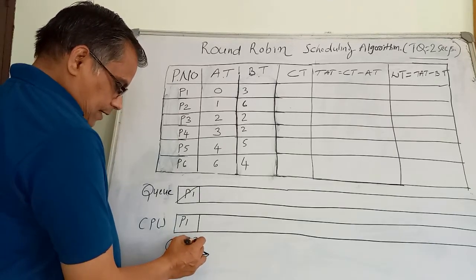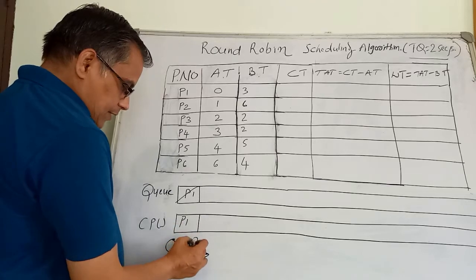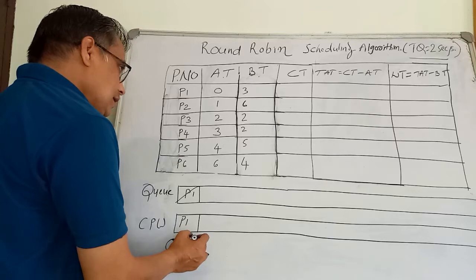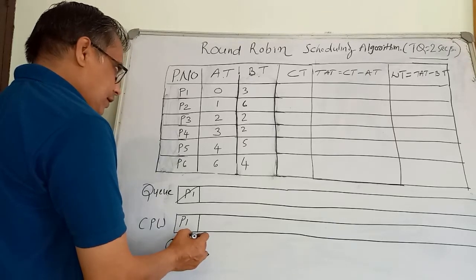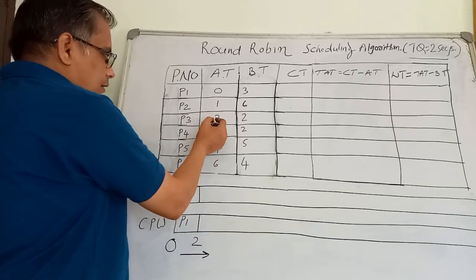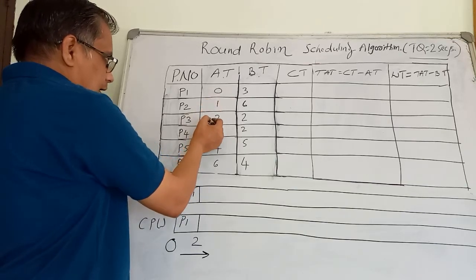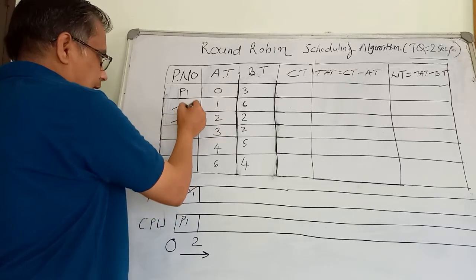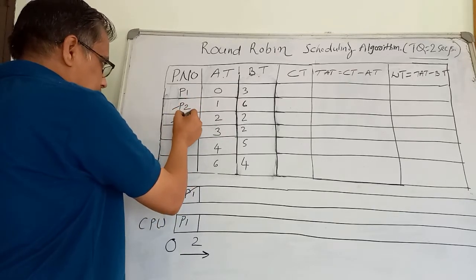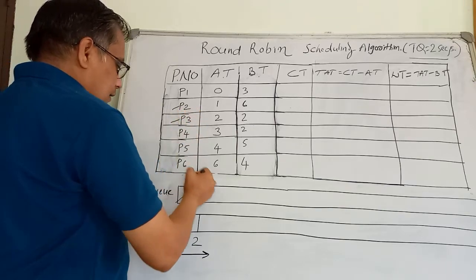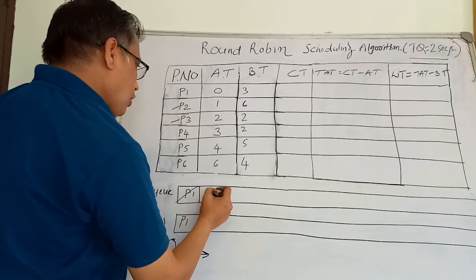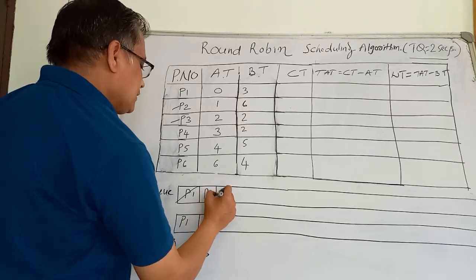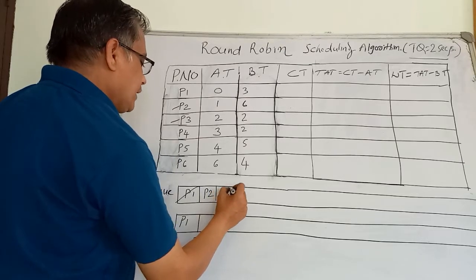Now this is a very important step, concentrate here. Gantt chart of the CPU. Since P1 is completed at 2 seconds, at 2 seconds you have to see the arrival table. Very important. At 2 seconds, which processes have arrived? P2 has arrived and P3 has arrived. So these two processes are supposed to be loaded into the queue, P2 as well as P3.